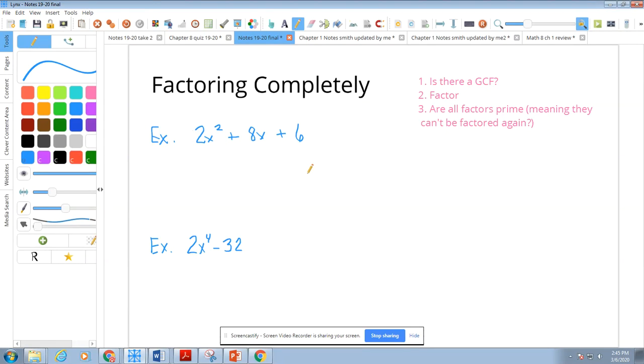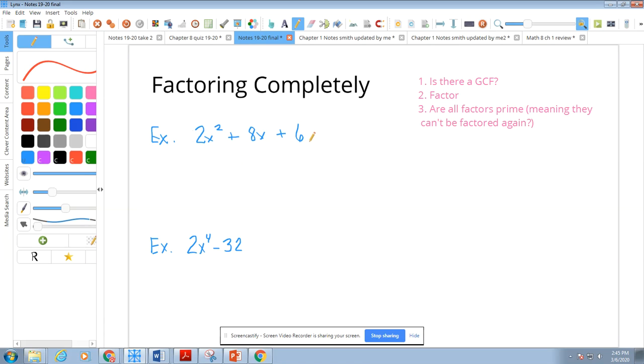All right, one other thing you need to know is how to be able to factor completely. And so there's three things you should really think about when you do this. The first should always be if there's a greatest common factor that you need to factor that out first. Then whatever you have left, go ahead and factor. And then the third thing is you need to look at all your factors and make sure they're prime, meaning that they can't get factored again.